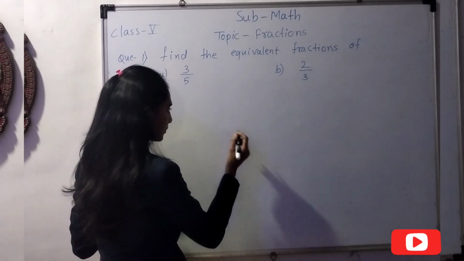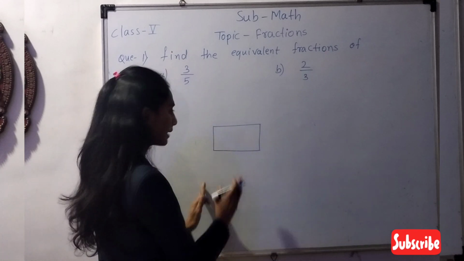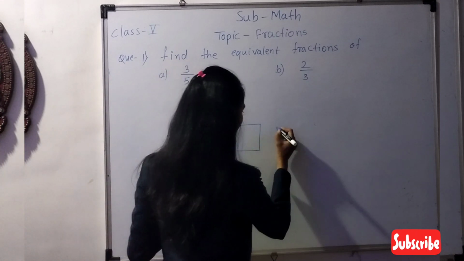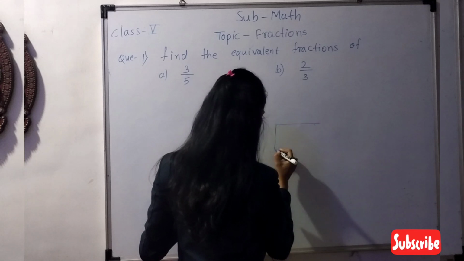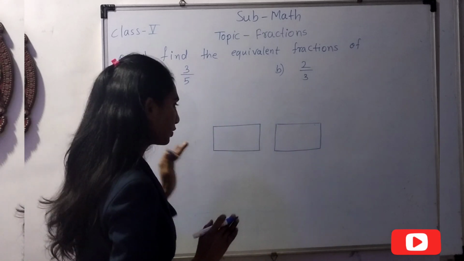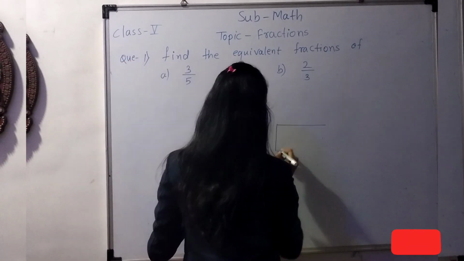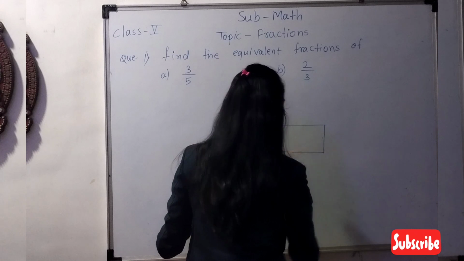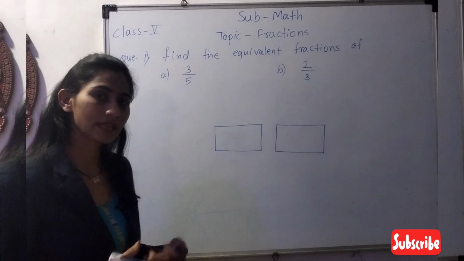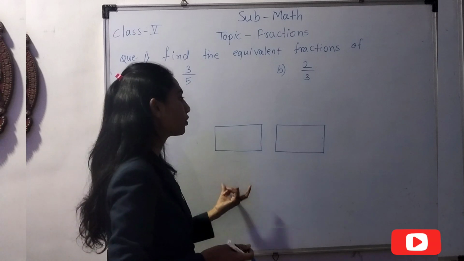Let us see. Suppose see this rectangle, and the same size rectangle I am going to draw here. You have to consider these two rectangles are of the same size. मतलब ये दोनों rectangles same size के हैं, ये consider करना है. ये दोनों rectangles same size के हैं because अगर ये दोनों rectangles same size के नहीं होंगे तो हम इन्हें compare नहीं कर सकते. This is a rule of fraction.